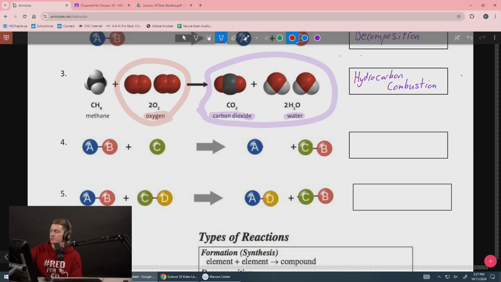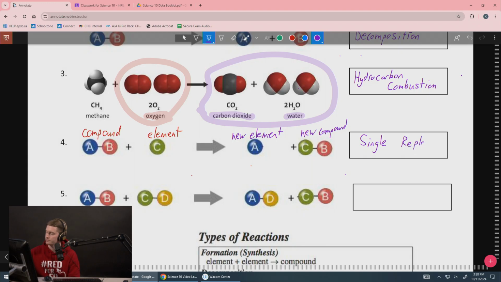Our last 2 types of reactions. If you have one compound, which reacts with one element to form a new element and a new compound, this is called a single replacement reaction. Because your individual element switched with one of the elements. It replaced a single element from your compound. So element C here switched with A. You replaced a single element.